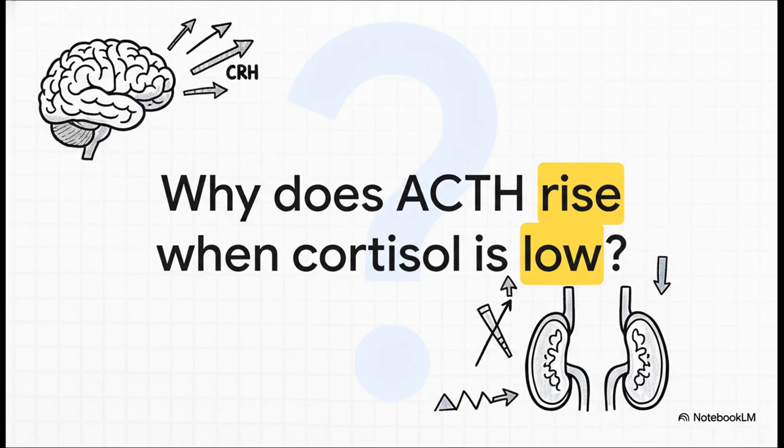And this logic works perfectly in reverse, which helps us answer a really key clinical question. If cortisol levels are too low, say in a condition like Addison's disease where the adrenals are failing, there's a massive lack of this negative feedback. The hypothalamus and pituitary are essentially screaming into the void, ramping up CRH and ACTH production like mad in a useless attempt to get the faulty adrenal glands to respond.